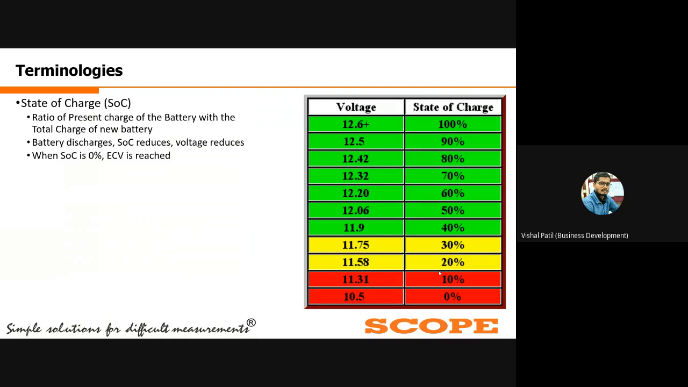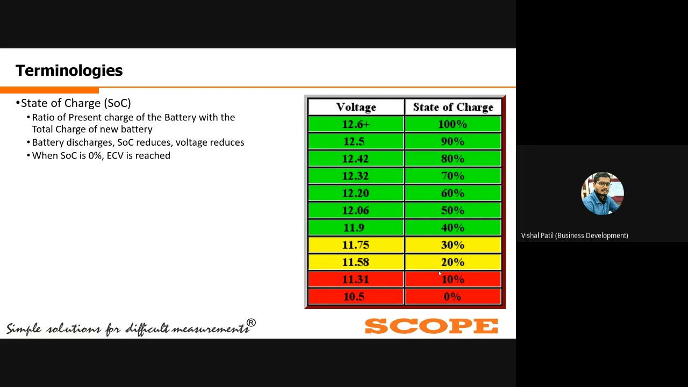Now the next terminology, which indicates the state of that particular cell, is called the state of charge. So what is the state of charge? It is nothing but the ratio of the present charge of the battery compared to the total charge of a new battery. Generally, this state of charge relates to its voltage. So for example, the voltage of a new 12-volt cell is generally 12.6 volts or greater.